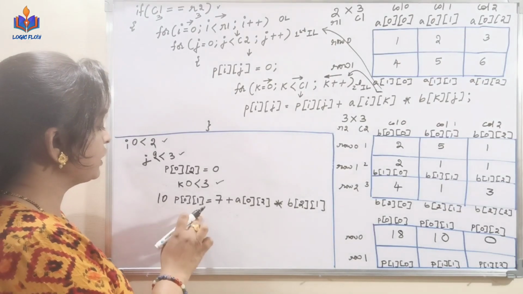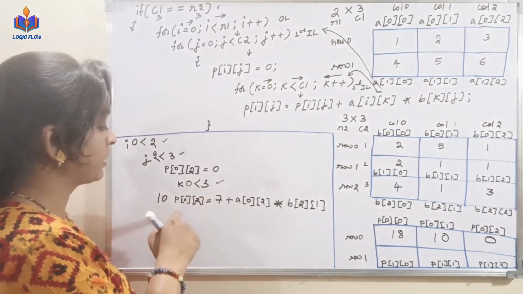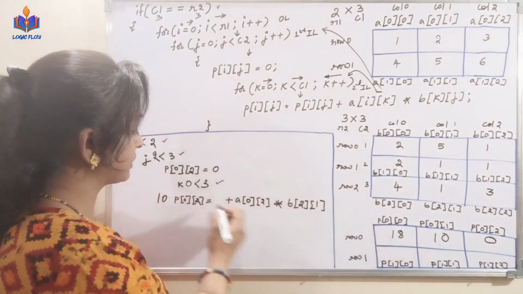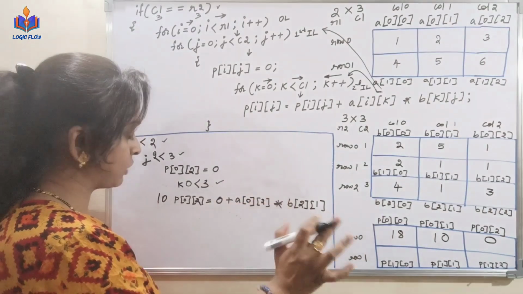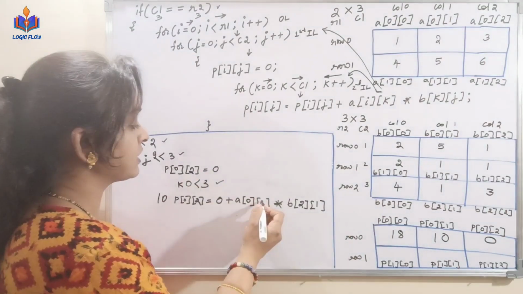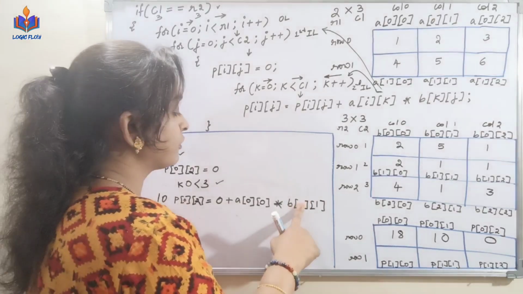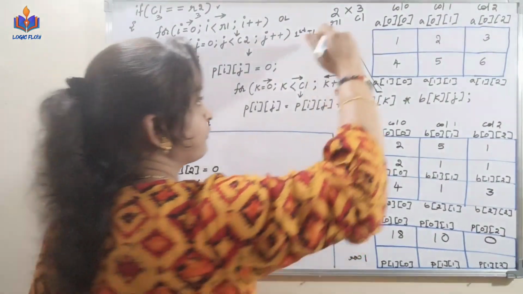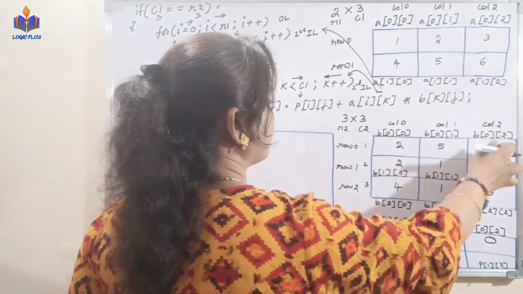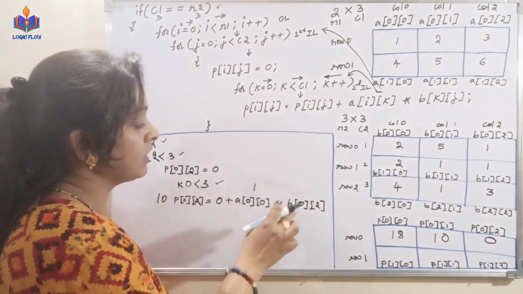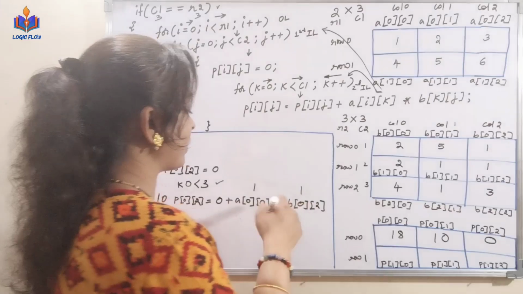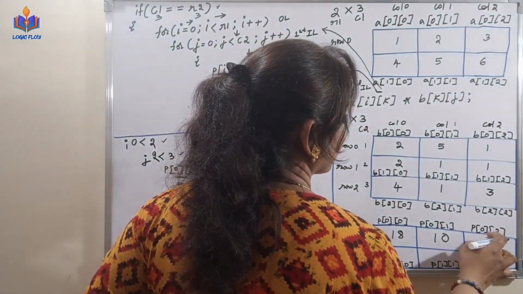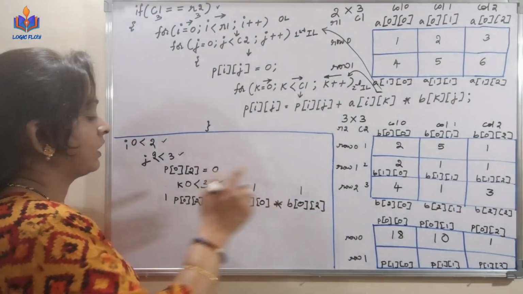Now I need to change all the values. So it is Ij, J is how much? It is 2. P of 0, 2 is equal to 0 plus A of I is 0 itself, K is 0, into B of K is 0, J is 2. So this first row again, this value is to be multiplied with this. So it is A of 0, 0, it is 1 again, into B of 0, 2 which is 1. 1 into 1 is 1. 1 plus 0 is 1. So I got 1 here, an intermediate answer.